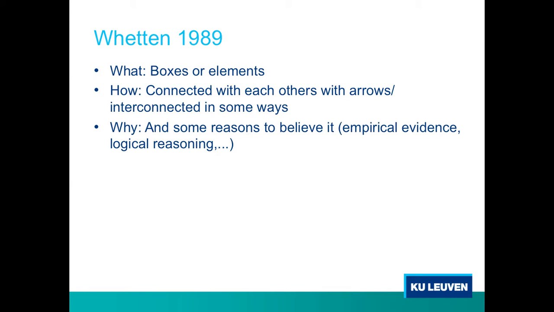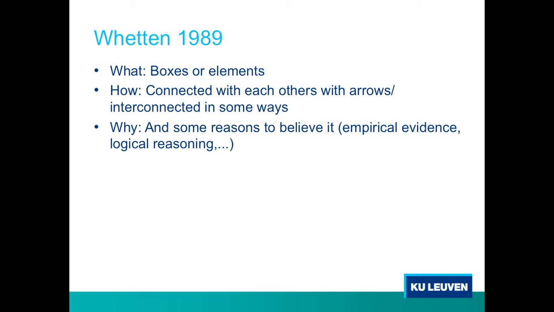Let's start with the text of WHETTEN from your reader to define what theory is. WHETTEN says theory consists of boxes or elements, so he has quite a graphical representation of what a theory is. Most of the time, when you want to provide a graphic representation of a theory, you would make boxes with one keyword in it, this keyword being a concept. These boxes, according to WHETTEN, are connected to one another in some ways.